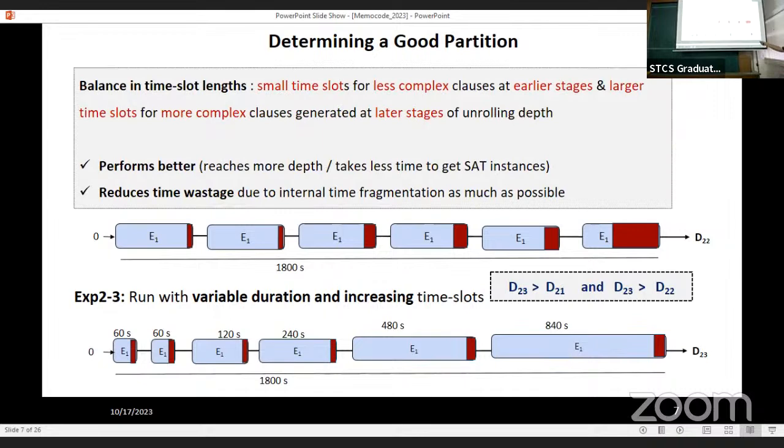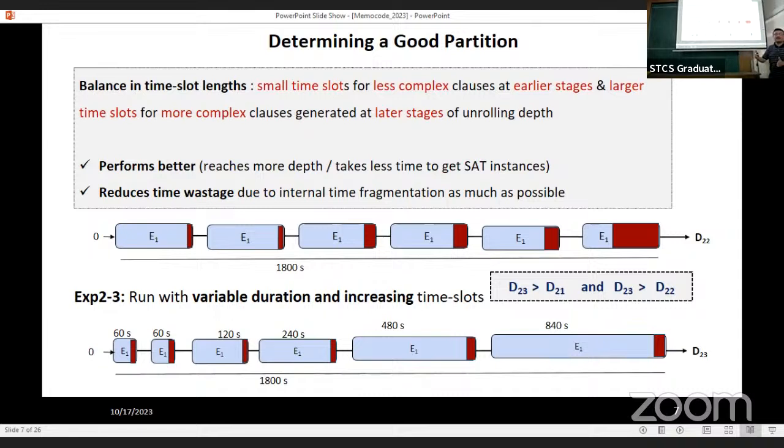So again, here this was the result. This with variable time slots was what was increasing. What was key is we need to determine a good partition. We need to balance the time slot length: small time slots for less complex clauses at earlier stages, and larger time slots for more complex clauses. So how do we get this value? And it was clear that all the engines performed better when they were given these increasing time slots.